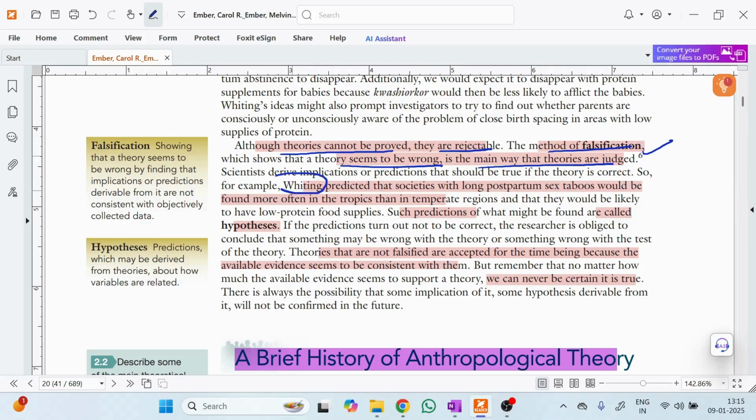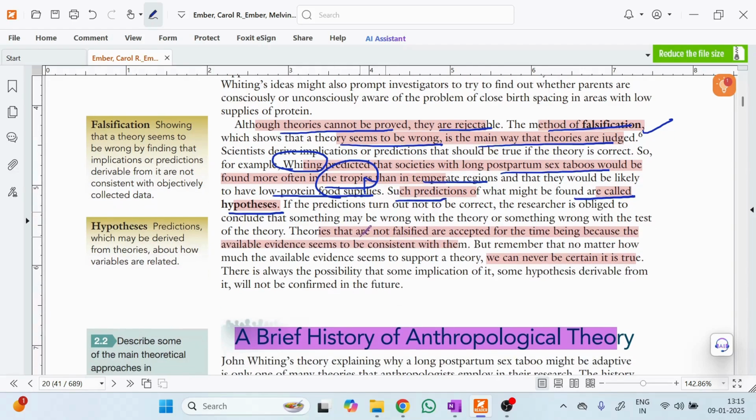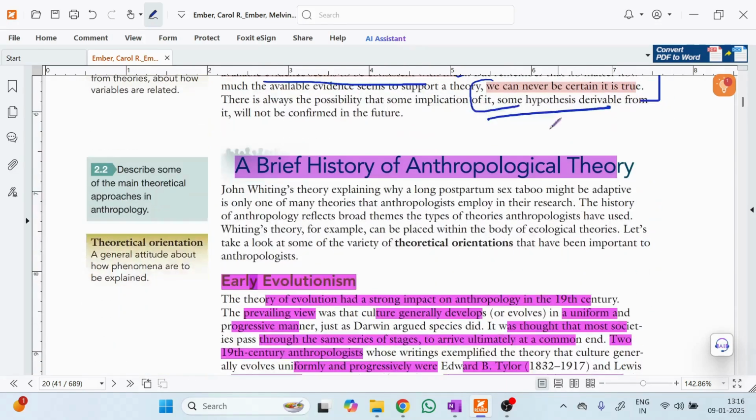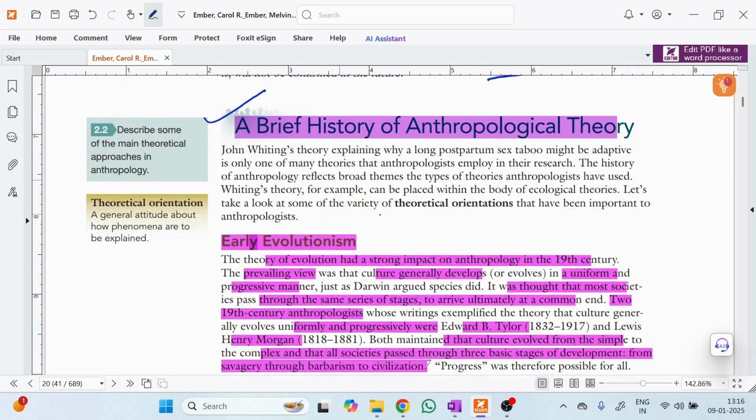According to John Whiting on the existence of sex taboo, he predicted that this taboo would be found more in tropics than in temperate regions because of the availability of low protein food supply in tropics. But such a prediction can be called a hypothesis, and theories that are not falsified are accepted for the time being because the available evidence seems to be consistent with them. But the ultimate truth about theory is that we can never be certain any theory is true. Now let's have a look at the brief history of anthropological theories.